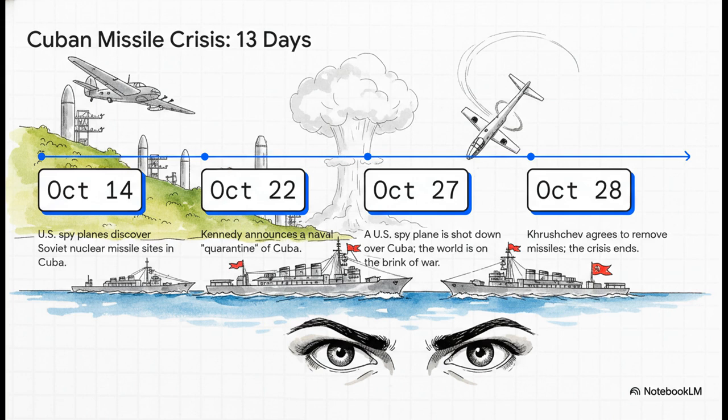American spy planes discovered that the Soviets were secretly installing nuclear missiles in Cuba. For 13 days, the entire planet held its breath as the two superpowers went eyeball to eyeball. Kennedy put a naval blockade around the island. Soviet ships steamed right towards it. A U.S. spy plane was shot down. We have never, ever been closer to all-out nuclear Armageddon.